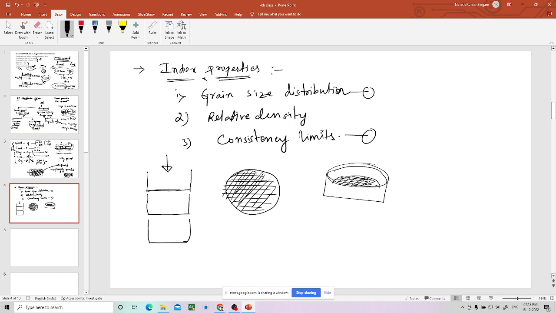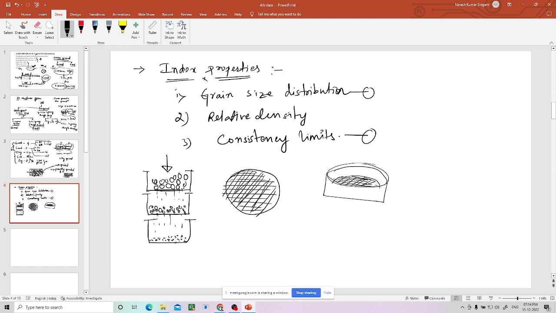When you pour soil here, what happens? The soil particles which are greater than the size of this sieve will be retained, and the remaining will pass through this and settle here. The particles which are again finer than this will pass this sieve and go to another sieve. Like that you can do sieve analysis with the soil.